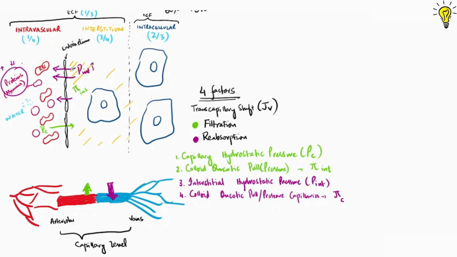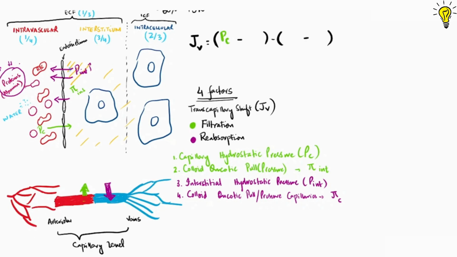So remember this equation in simpler terms. If JV is the transcapillary flow, it's the hydrostatic pressure gradient between capillary and interstitium minus the oncotic pressure gradient that dictates the direction of transcapillary flow.